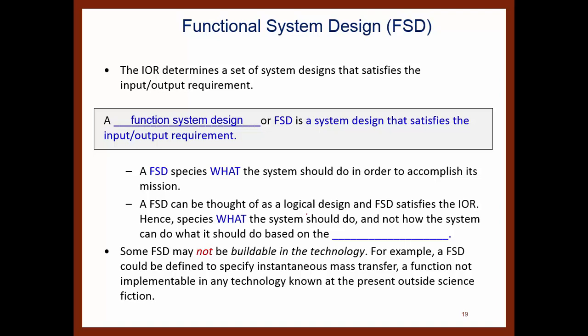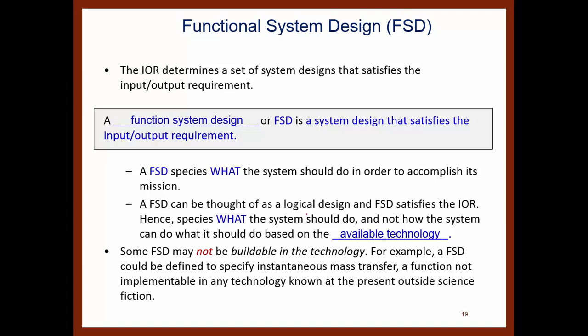So this could be thought of as a logical design. Hence, it specifies what the system should do and not how the system can do it, based on the available technology. So at this level, we are not worried about technology. We are just saying, okay, we are going to get this input, we're going to use this process to get the input and convert it into output. Okay, so this is a very important point here.